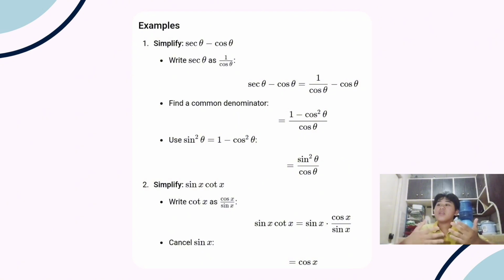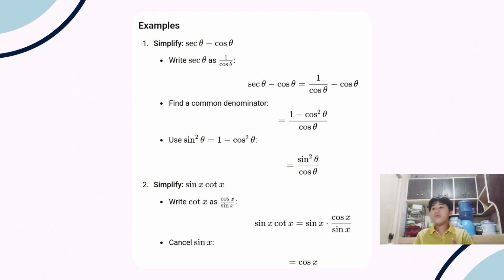For the second example, we have sine x times the cotangent x. So we write cotangent x as cosine x over sine x. So sine x times cotangent x is equal to sine x times cosine x over sine x. So cotangent x has been converted into sine and cosine to make it easier to simplify.